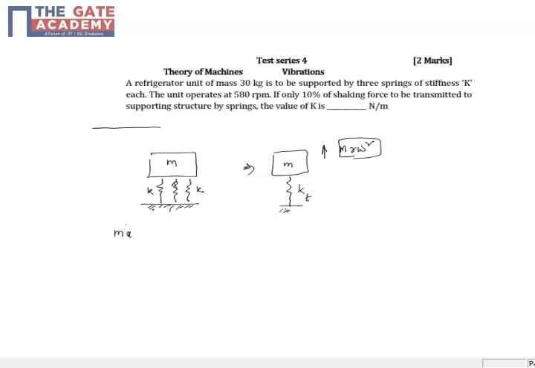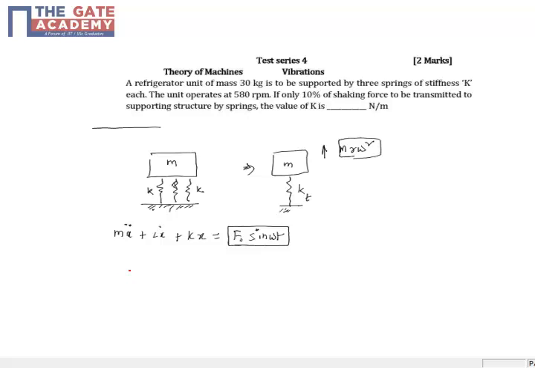When we model this as a 1D system with forced vibration, this is the equation: m x double dot plus c x dot plus k x is equal to F naught sine omega t. This is the equation to model the refrigerator with forced vibration, where F naught sine omega t is the unbalanced force. F naught is more or less m r omega square.